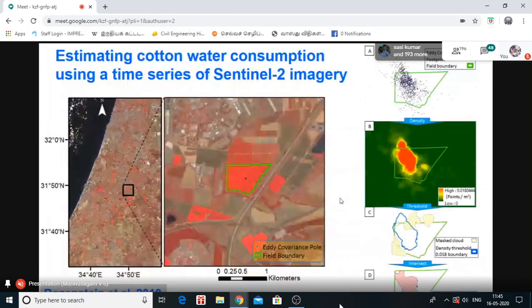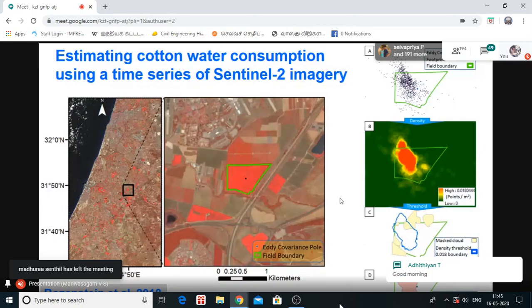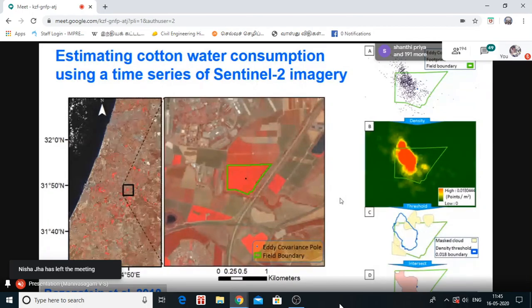So I just want to give a case study of how we can develop this remote sensing information to improve the KC. This is an experiment carried out in our lab. We have taken a cotton crop grown in the central part of Israel. We collected imagery of the cotton crop using Sentinel-2 images for the entire growing season. In the center of the field, we deployed a sensor.